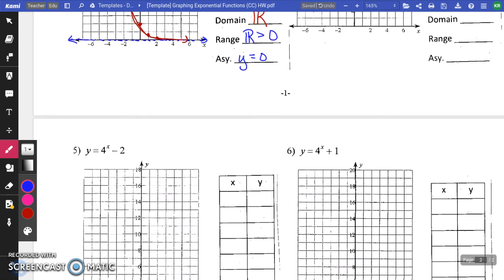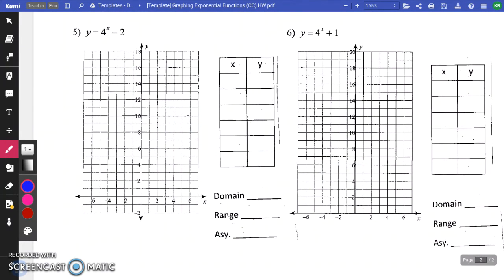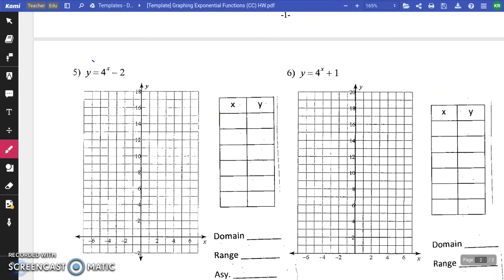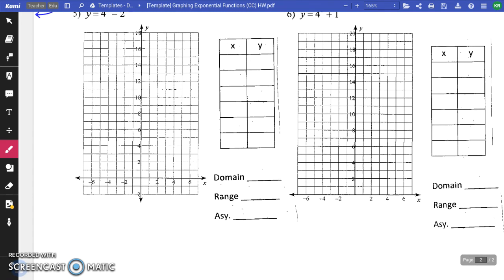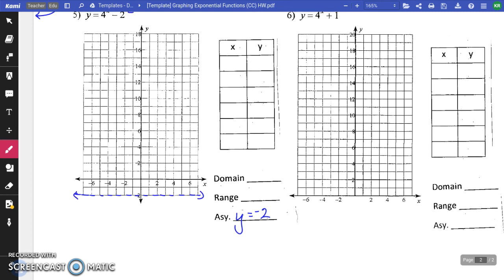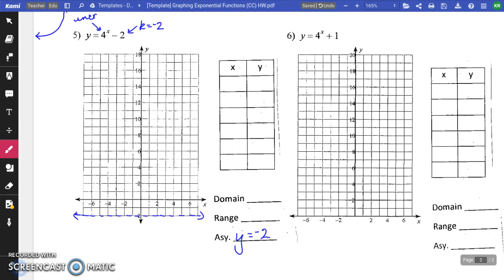Okay, let's do one more together. We'll do number 5. For this one, I can tell this is going to be an increasing function because my 4 is greater than 1. So I'm going to be increasing, and my k is -2. So when I go to find points, my asymptote is going to be at y equals -2. This is where that invisible fence is going to be that I'm not going to be able to cross.